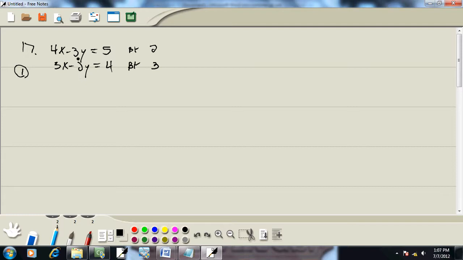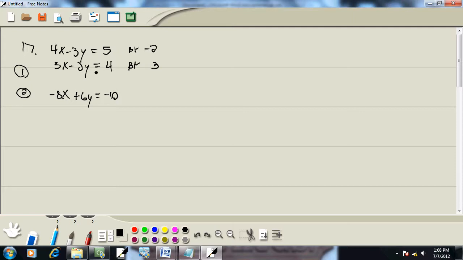So again, I decided to eliminate the y's. And I look at this, and for my second equation, I multiply it by 3. And for my first equation, I look at the other number, and I multiply it by 2. Now, to be additive inverses, they have to be different signs. See how these are both negatives? So one of these has to be a negative. So I'll make that one a negative. So, negative 2 times 4x gives us negative 8x. Negative 2 times negative 3y gives us a positive 6y. And negative 2 times 5 gives us negative 10.